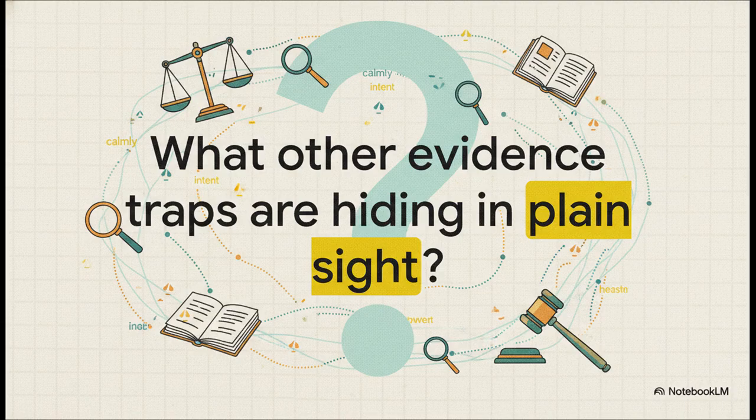So you see how a single word in the facts, like calmly, or just one little clause in a rule can completely change the outcome? Mastering evidence isn't just about memorizing the rules, it's about seeing these details. So the question this leaves us with is, what other critical details are you now trained to look for?